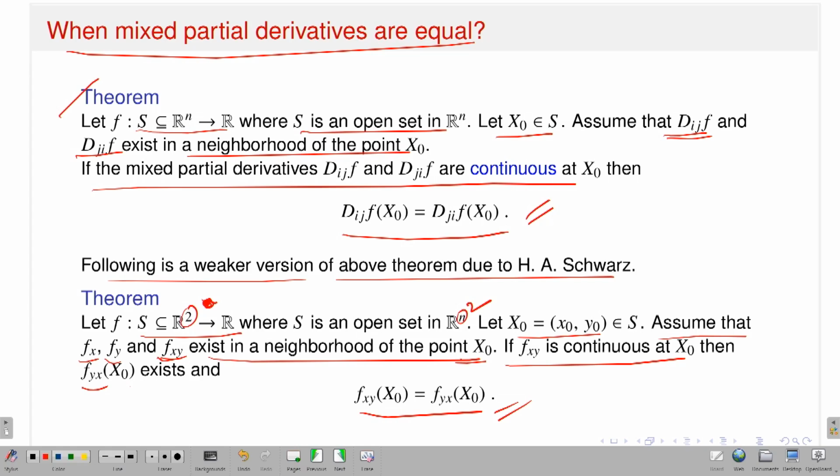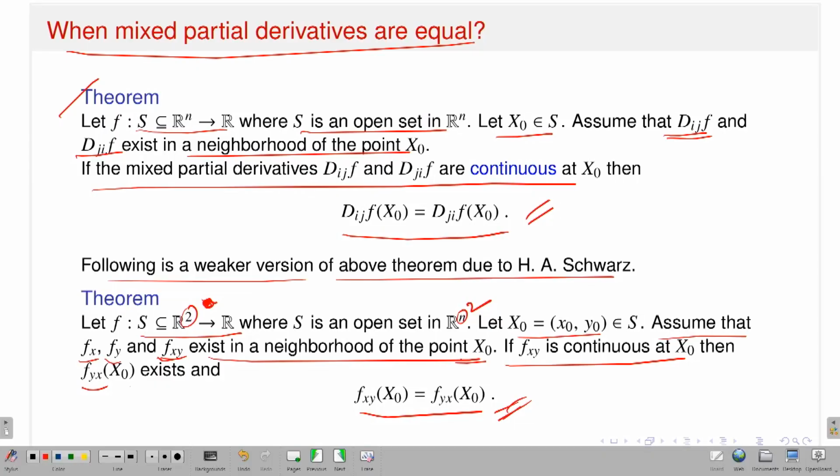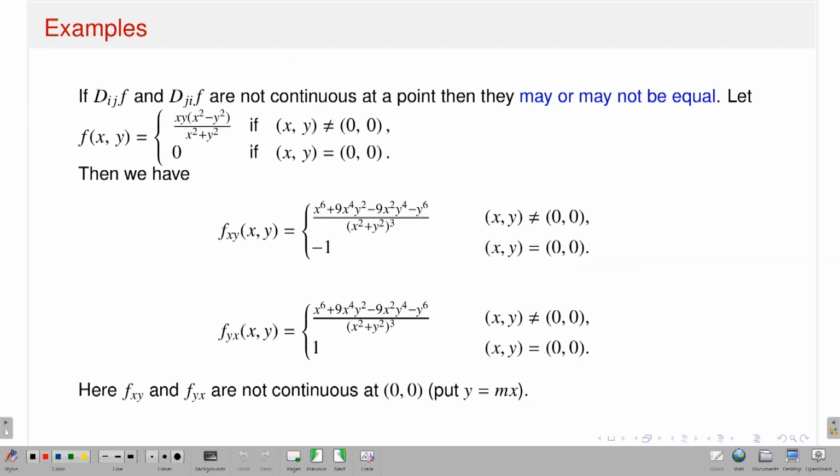In the first one, I need the existence of all first order partial derivatives along with all second order partial derivatives, and moreover I need the continuity. Then only can I talk about the equality of the mixed partial derivatives. In the second one, I need the existence of the first order partial derivatives along with one of the mixed partial derivatives, which should not only exist but also be continuous. Then the other mixed partial derivative exists at that point and their values will be equal. That is called the mixed derivative theorem.